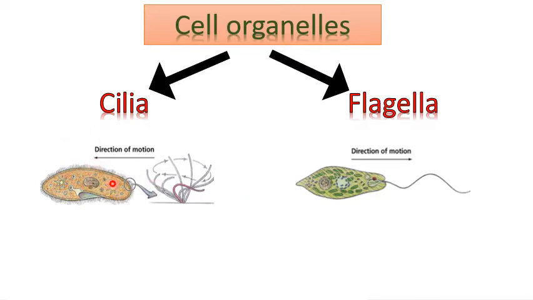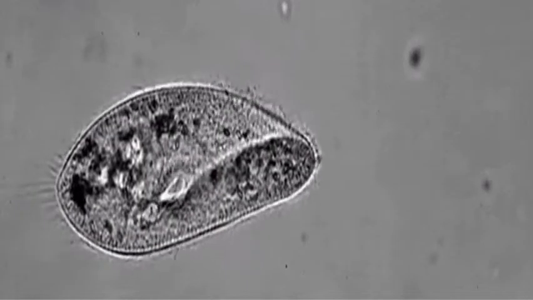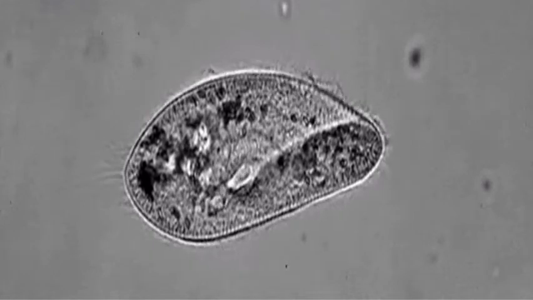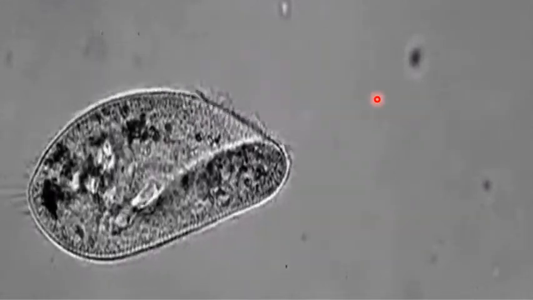Because of the presence of cilia, the cell will have a back and forth movement, whereas flagella will show a wave-like movement. In the further slides, we'll study in detail the cilia movement. So let's see the movement of cells using cilia.